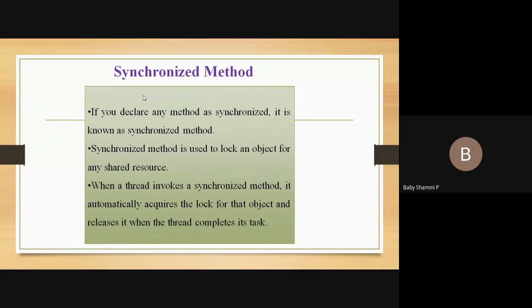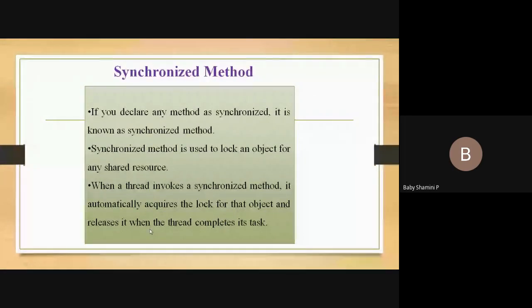For example, we have thread T1 and thread T2, and we are using a synchronized method. If thread 1 executes the function first, it locks the shared resource, and once it completes its execution, it releases the lock. That is the concept. See the last sentence: when a thread invokes a synchronized method, it automatically acquires the lock for the object and releases it when the thread completes its execution.